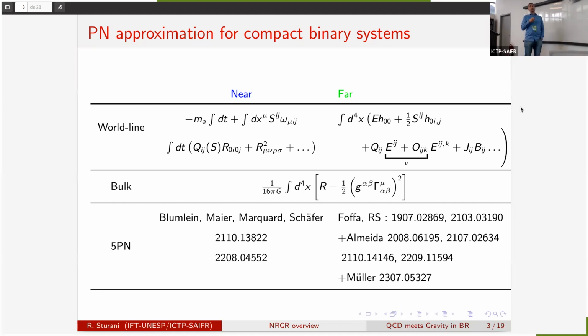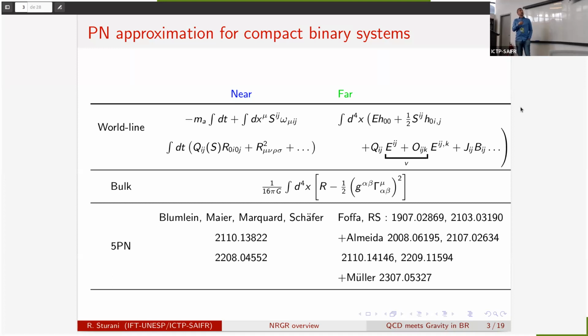So 5 PN is the fifth perturbative order beyond Newtonian. The Newtonian is leading, 1 PN is next to leading, and so on, to get the perturbative description of the potential which is mediating the interaction between these two particles, with some caveats. I mean, this 5 PN is not fully concluded. They computed most of it, but not quite.